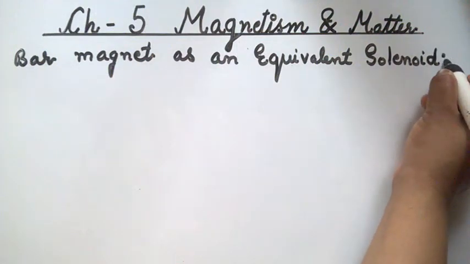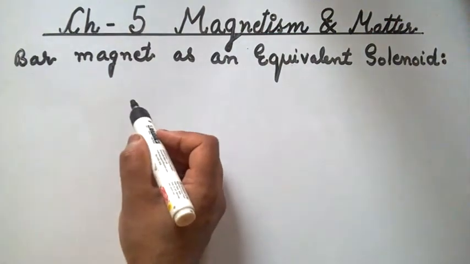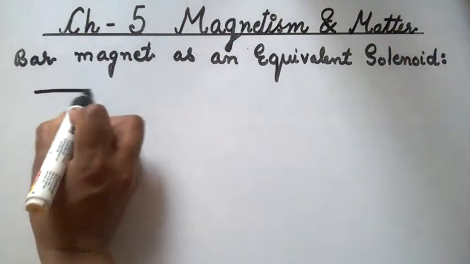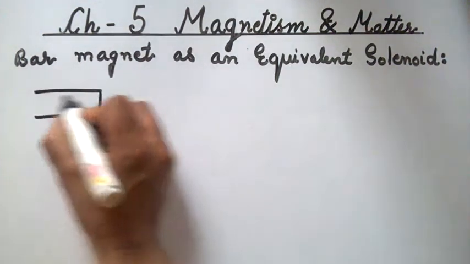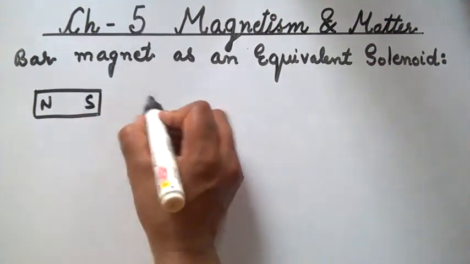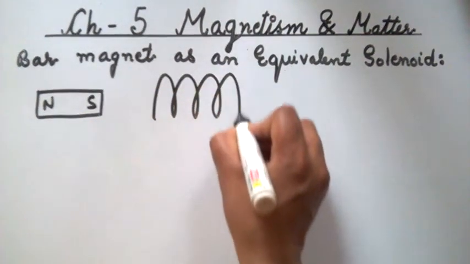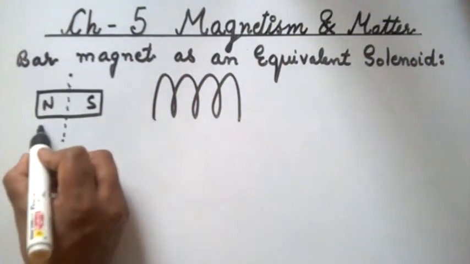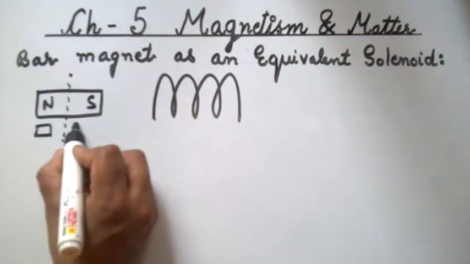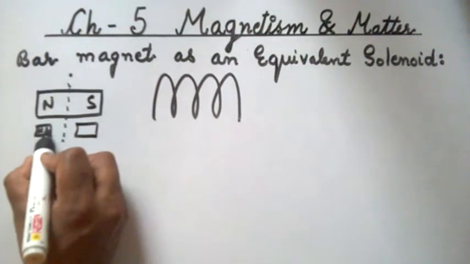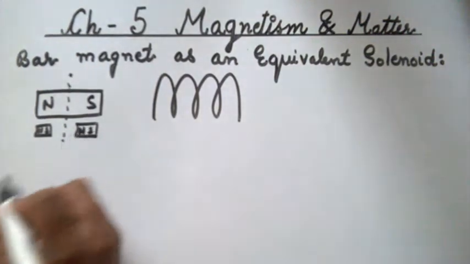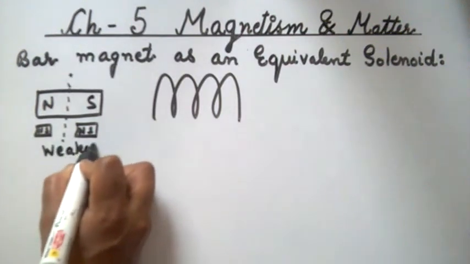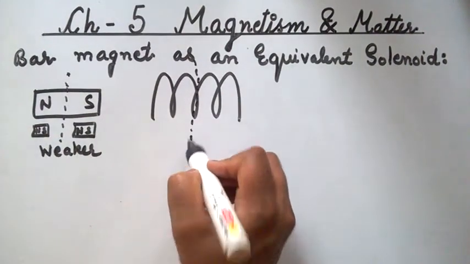We have studied that the magnetic field lines produced by a bar magnet are similar to the magnetic field lines produced by a solenoid, as well as we know that a bar magnet consists of two poles. If we cut it into two parts, it will divide into two smaller bar magnets having separate north and south poles, that is dipoles in each fragment, and each will be a weaker magnet.